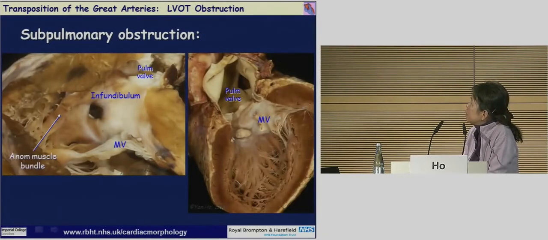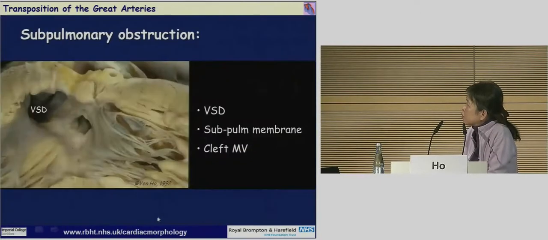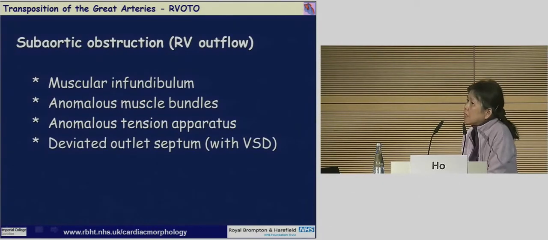You may have aneurysmal tissue tags, as I've shown you on the diagram. You may have, for example, a subpulmonary muscular infundibulum, and also added to that an anomalous muscle bundle obstructing the outflow tract. In this other example here, we see a ventricular septal defect, we see a subpulmonary fibrous membrane, and also associated in this heart, a cleft of the mitral valve. So you can imagine there are lots and lots of variations available.